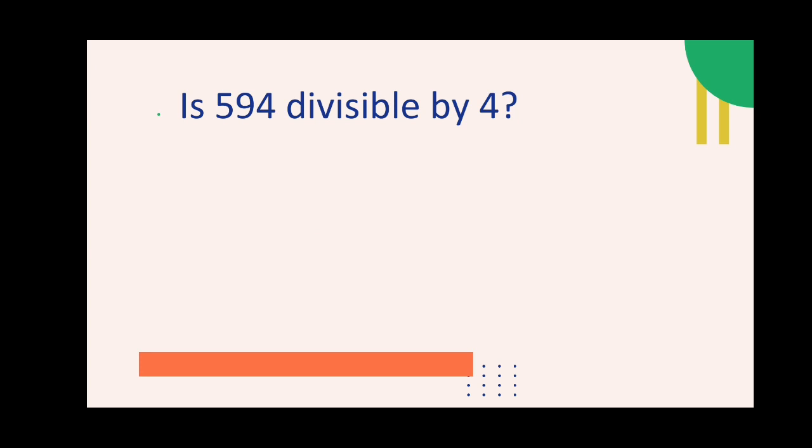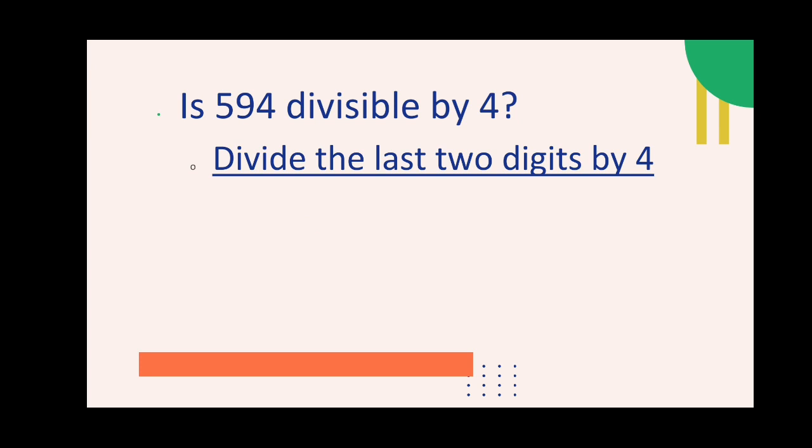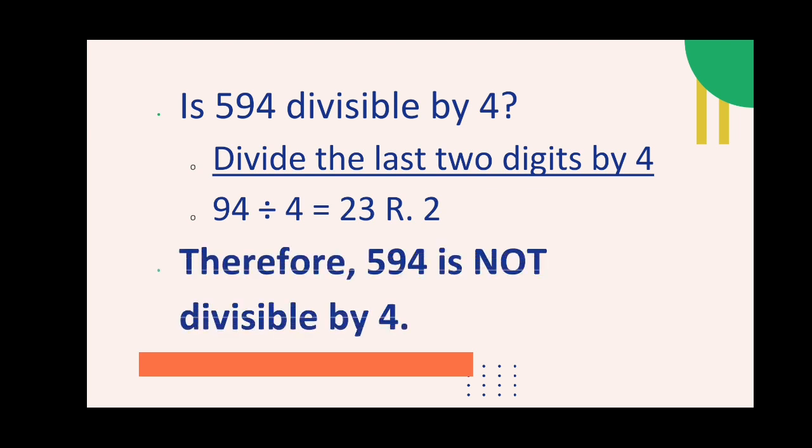Another one, is 594 divisible by 4? Okay, so the last two digits are 9 and 4. So we're going to divide the last two digits by 4. We have 94 divided by 4 equals 23, remainder 2. So dahil may remainder, of course, ibig sabihin, ang 94 ay hindi divisible by 4. So therefore, the given number, which is 594, is not divisible by 4.